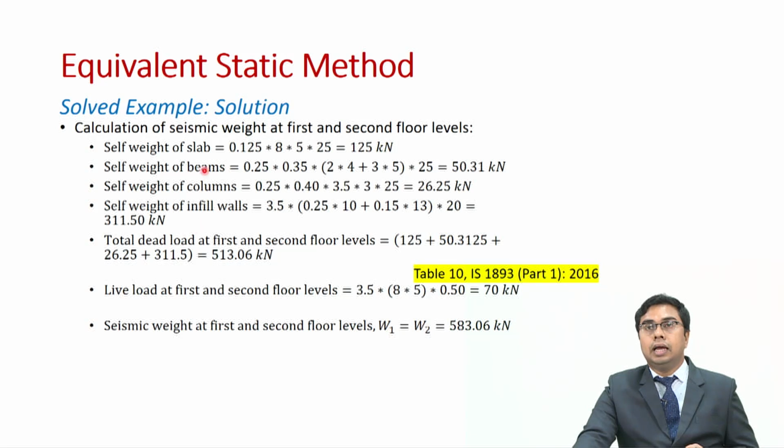Now, if we add all these self weights, we shall be able to find the total dead load at first floor level or the second floor level, which comes to be 513 kilonewton roughly.